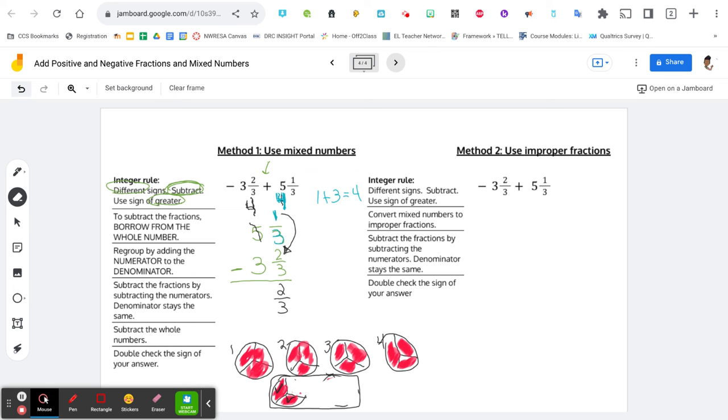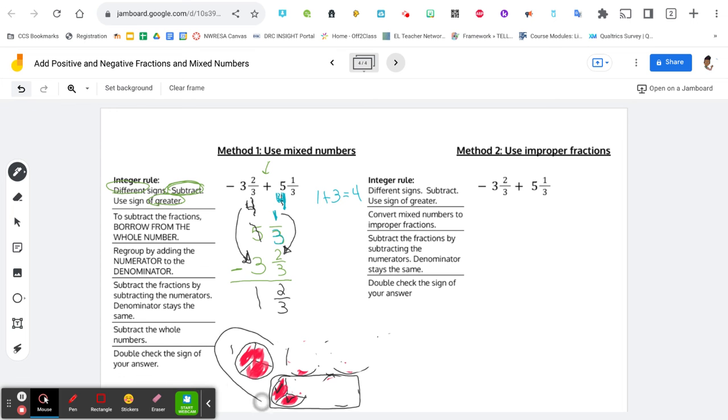And then for the whole numbers, I'm asking you to take away 3 whole pizzas. So when I do that, I'm taking away 1, 2, 3 whole pizzas. And that only leaves me with 1 whole. So notice I have 1 2/3 remaining.